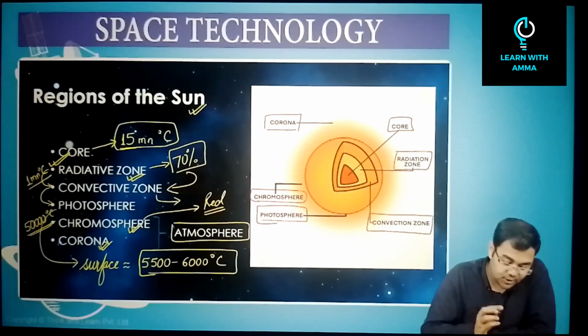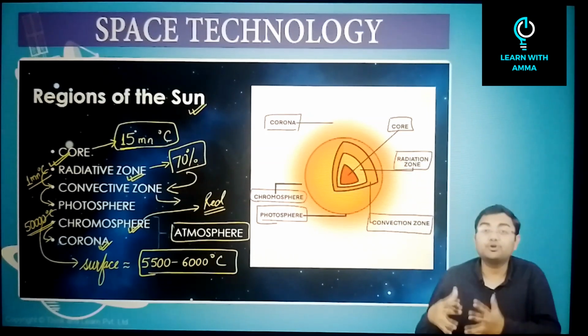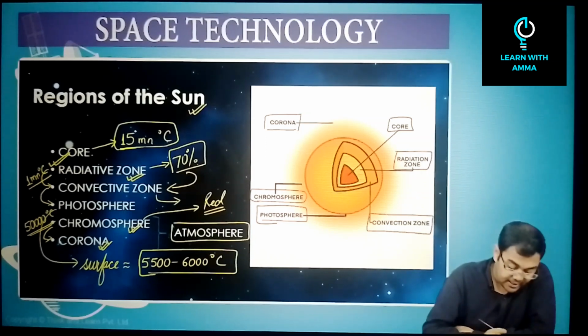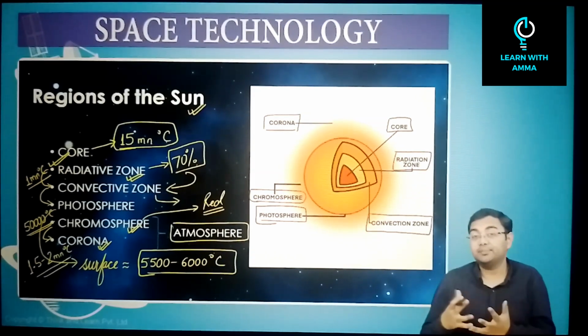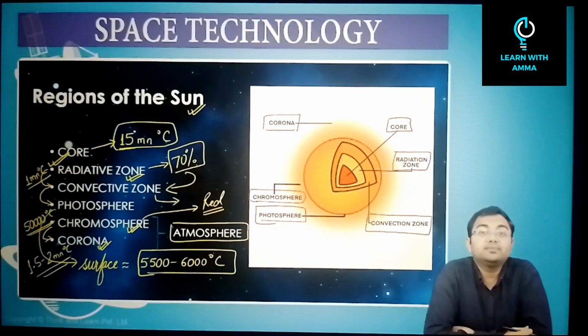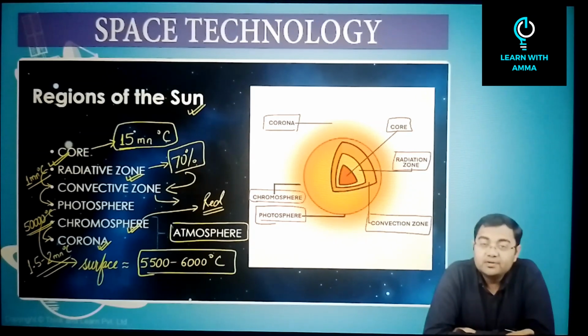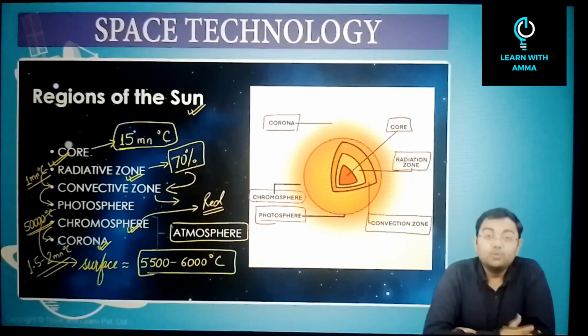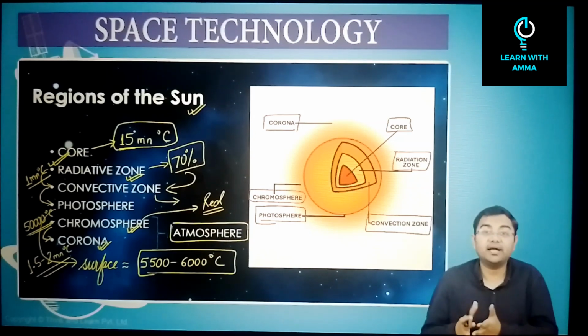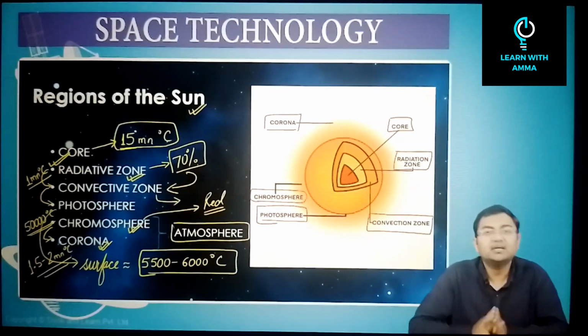Then after that, once you reach the corona, the outermost layer of the atmosphere of the sun, the temperature again rises to approximately 1.5 to 2 million degrees Celsius. So we have gone back to the temperatures which were there at the border between the radiative zone and the convective zone. Why this happens, what is the reason behind this kind of increase in temperature, is something that we don't know.